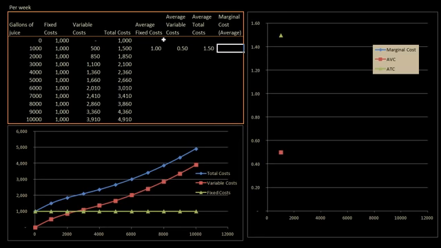Now, the marginal cost. This is equal to our change in total cost divided by our change in gallons of juice. So our change in total cost is going to be 1,500 minus 1,000, divided by our change in gallons, 1,000 minus 0. And that gives us 50 cents.